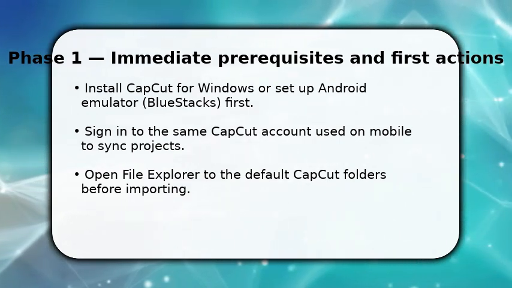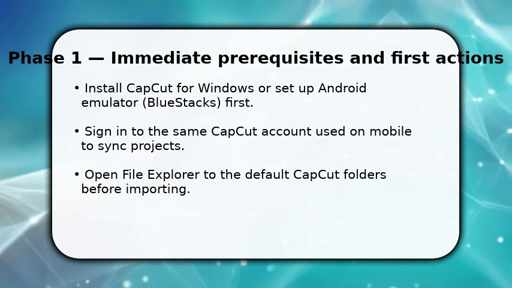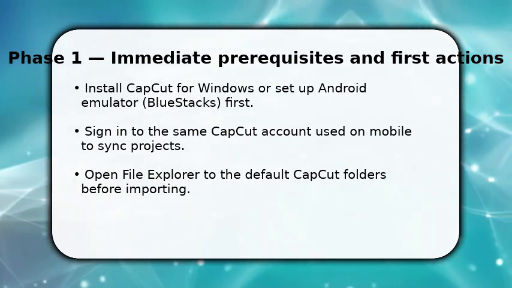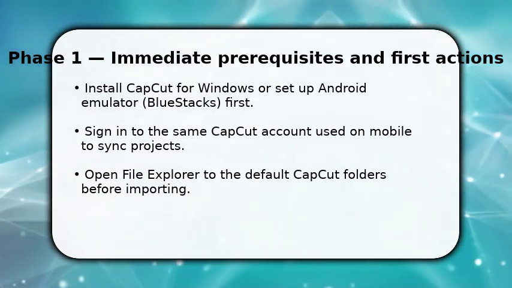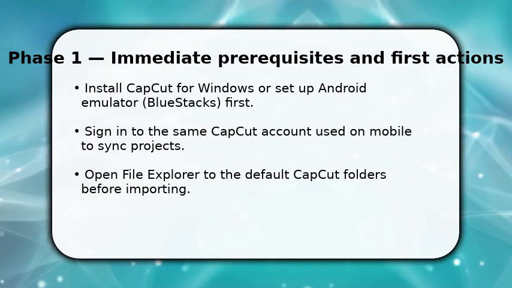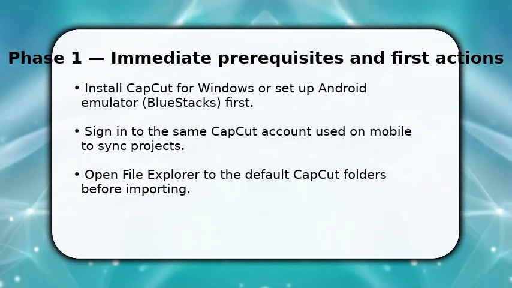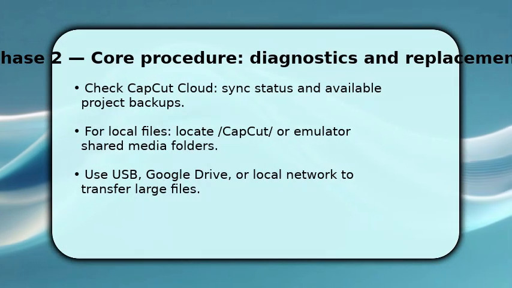Next, open File Explorer and navigate to the CapCut or emulator shared folders. You'll need these paths for media transfer. This step gets you straight into project access, instead of wasting time creating new files, so you can pull existing edits now.